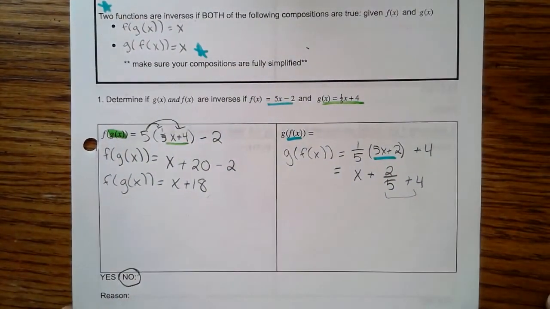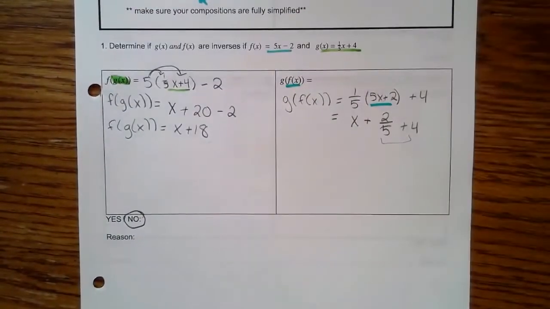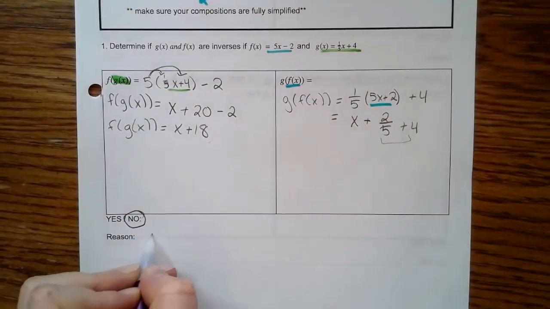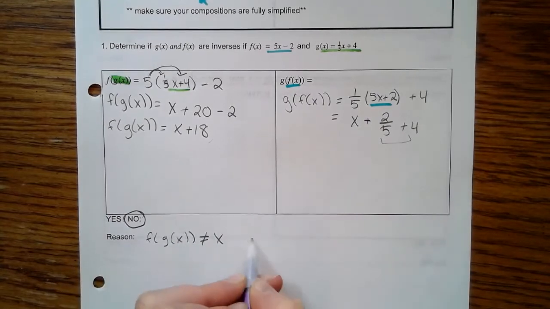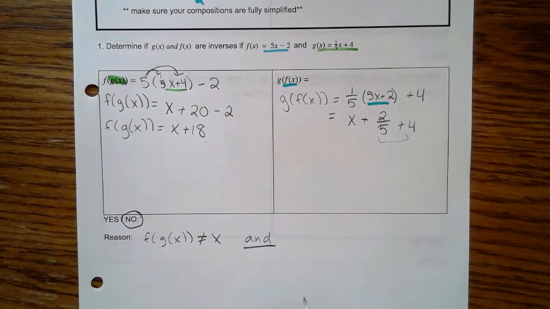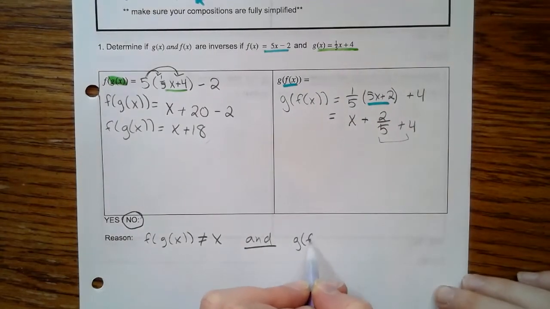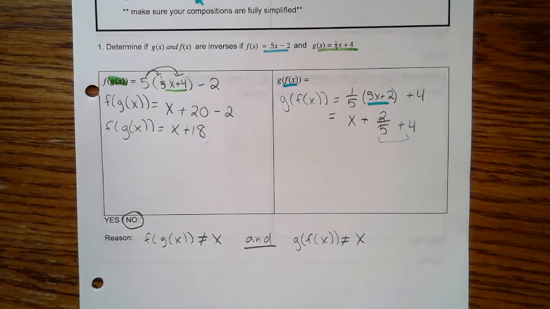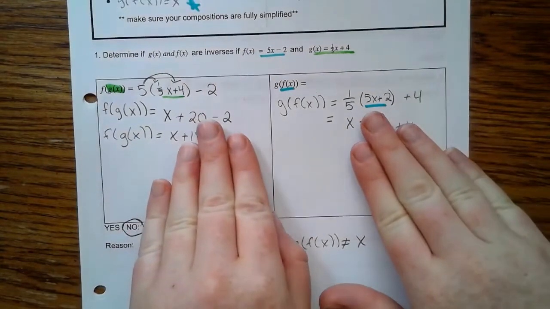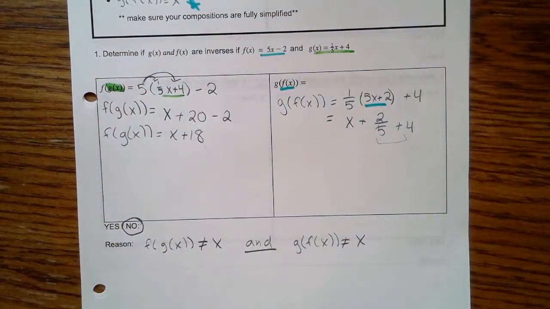So these are not inverses because f of g of x does not equal x, and g of f of x does not equal x. So we're done. But if we had done these and they would have been just x's, they would have been inverses. So we'll get to an example like that.